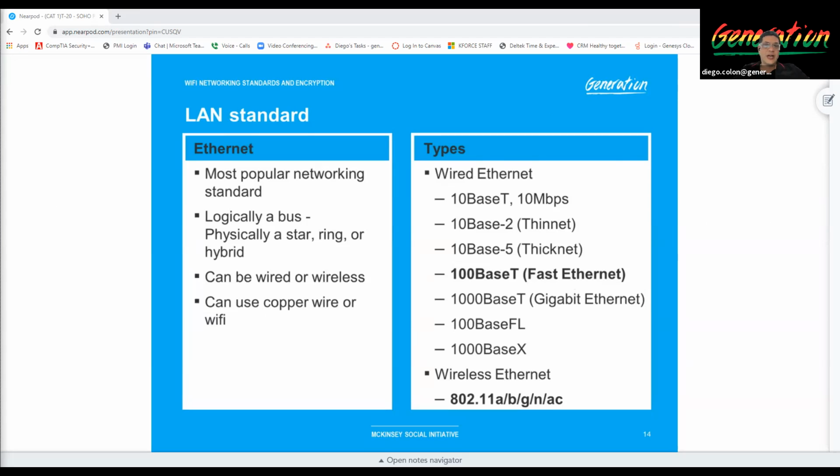On the wired standards, you have from the 10BASE-T, which is 10 megabits, all the way up to the 1000BASE-X, which is the gigabit. You have obviously also the 802.11a, b, g, and ac that we mentioned before, which are your standards for wireless Ethernet communications.